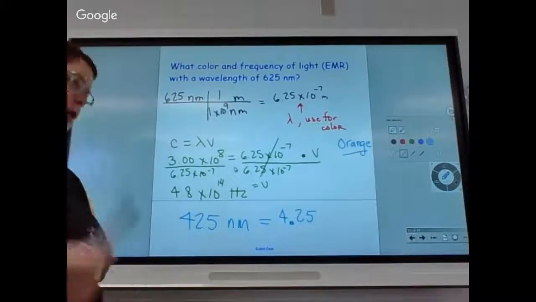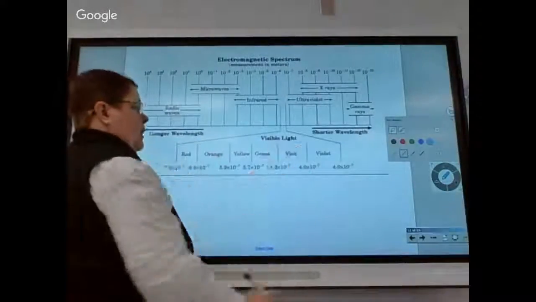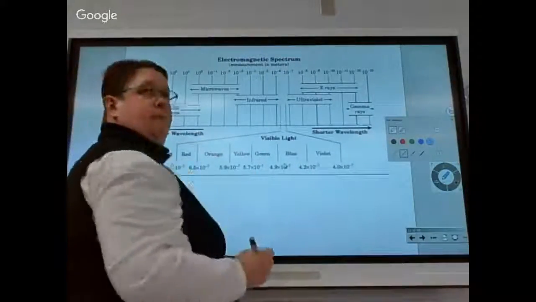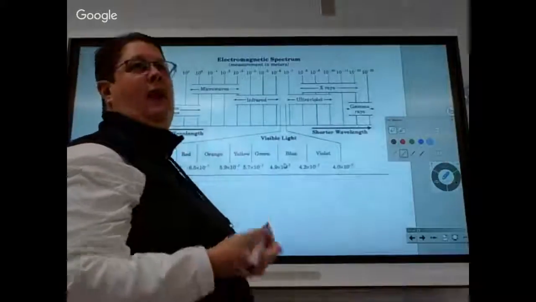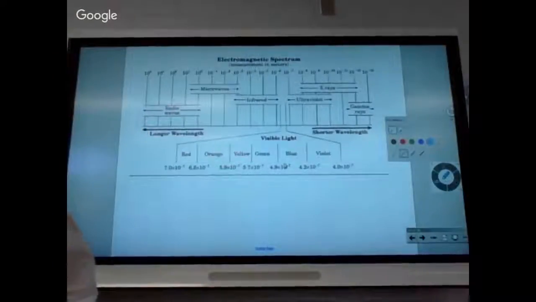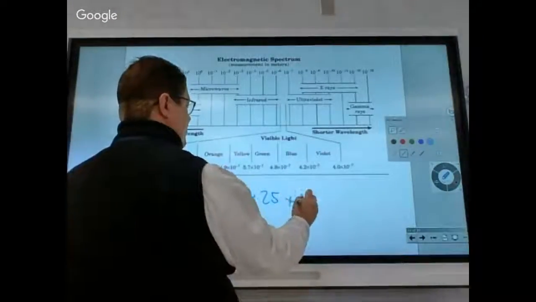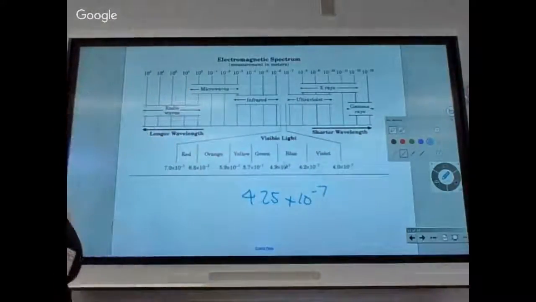So I have a question. Can you go back to the chart? Yeah? Okay, so that says what? 4.2? Yeah. Okay, so if it fell on the line, if it was multiple choice, I wouldn't give you both colors. So how will we find it with the chart and not shortcut? The number to use for color. With the chart, it would be 4.25 times 10 to the negative 7.